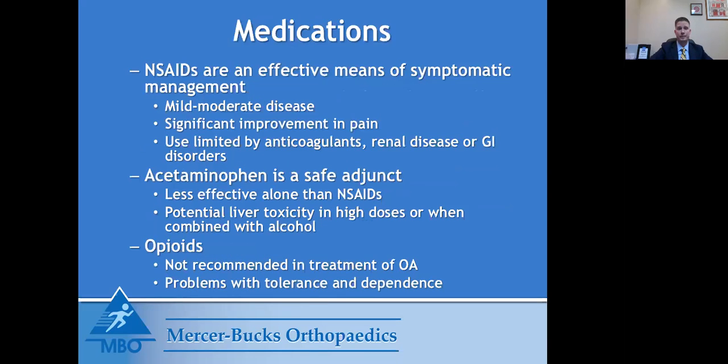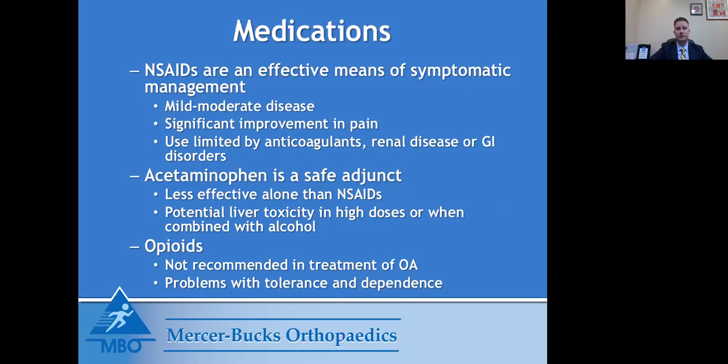So medications, NSAIDs, we briefly talked about, different brands and types, generally effective in folks with mild to moderate disease. They can provide significant improvements in pain, but they do have some limitations in their use. Patients that are taking blood thinners, which are anticoagulants, that have kidney disease or different GI disorders such as ulcers or gastritis, may not be able to tolerate these medications or shouldn't take them at all.